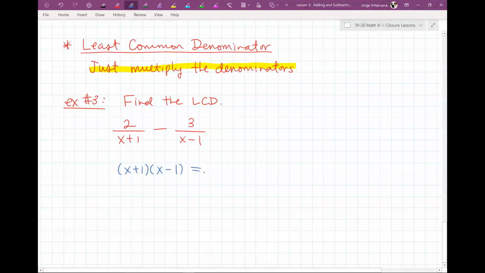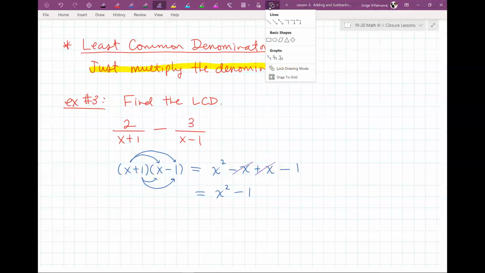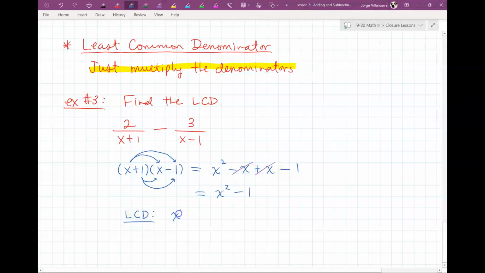Well, if you FOIL this, right? If you FOIL this out, you're going to do those two first. That'd be x squared minus x. And then FOIL that down here. That'd be plus x minus 1. That becomes x squared minus 1 because these right here are going to cancel out. And that is your LCD. Okay, so your least common denominator is x squared minus 1.